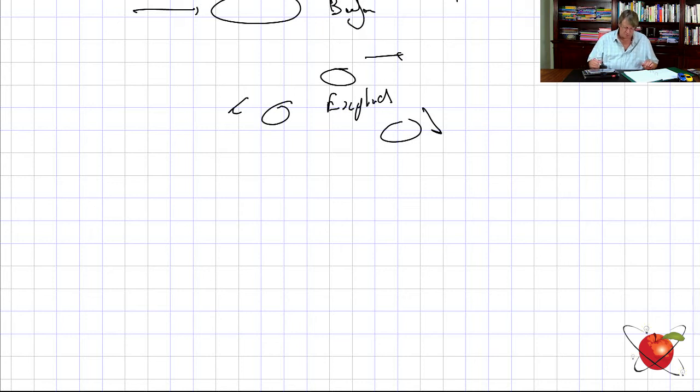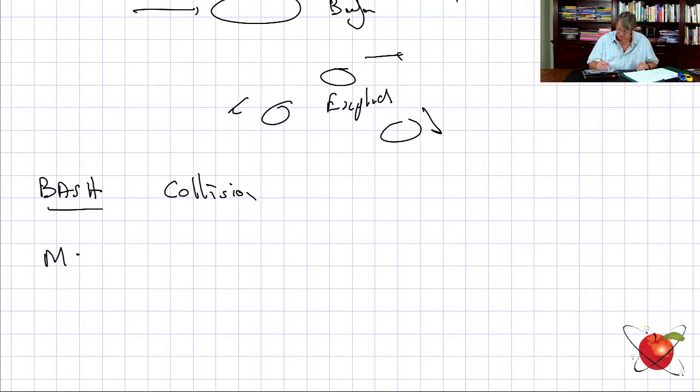Then you've got your normal bash, which is a collision. That's quite straightforward. They will tell you 2 vehicles collide. Then you have what I'm going to call mass altered.